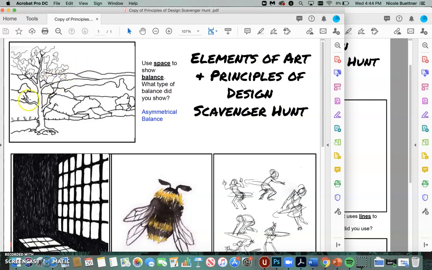And what I am doing is I'm using asymmetrical balance. So in my picture, if I was to make a line down the middle, it's not the same on both sides. You can see that the tree is very large and there is no tree on the other side. So this is asymmetrical. It's very heavy with lines over here and not so heavy over here. So I'm showing asymmetrical balance and I'm showing a big area of space.